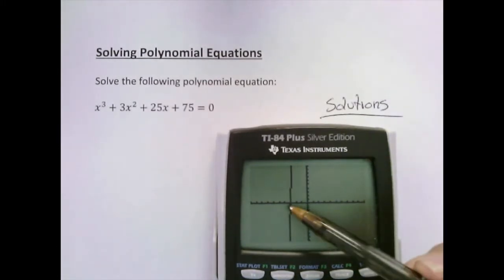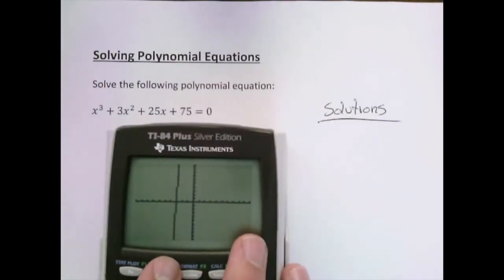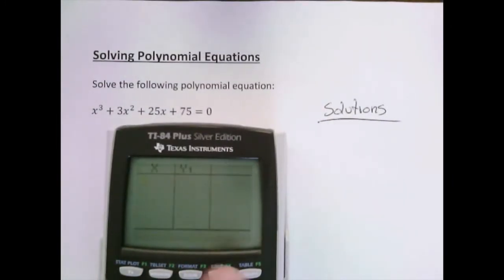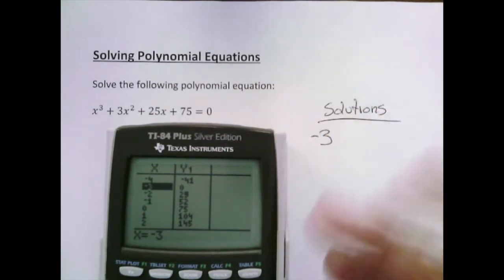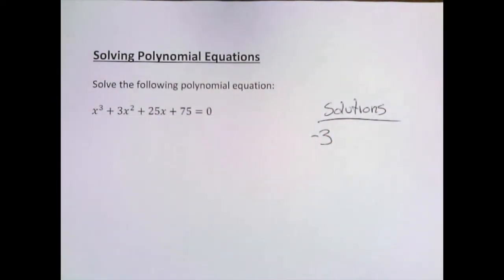So we actually cross the x-axis at -3. And if you're not sure, you can look at the table. When you go to -3 in the table, you're going to have a y value of 0. So one of my solutions is -3. Now remember, I said there were supposed to be 3 total solutions. Right now I just have 1, so I'm missing 2 more.